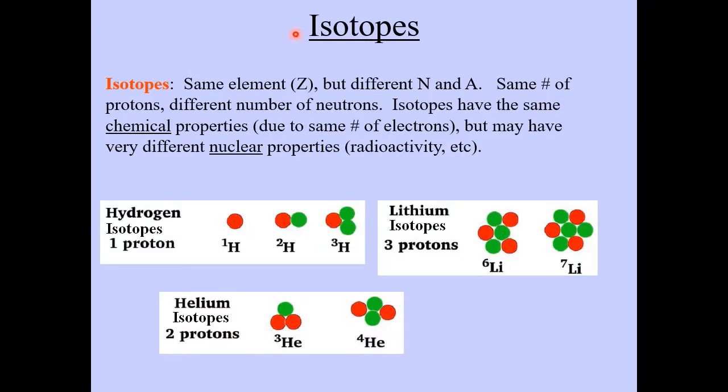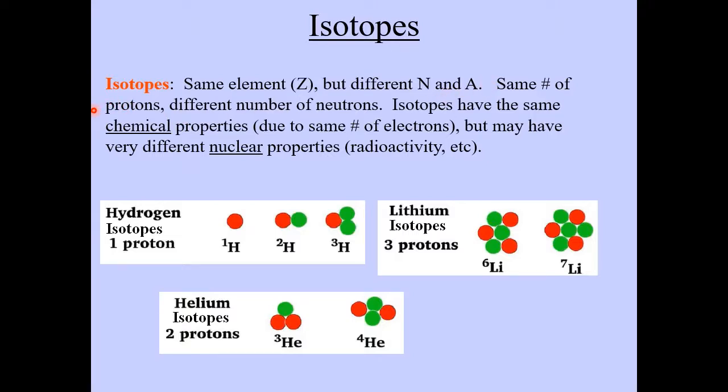Let's now talk about isotopes. Isotopes are basically nuclei of the same element, meaning they have the same Z, or proton number, but they have different neutron numbers and therefore different atomic mass numbers, A. So we have the same number of protons, but a different number of neutrons.